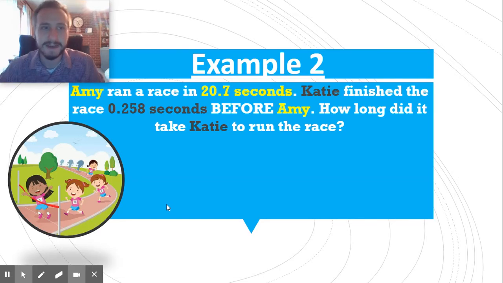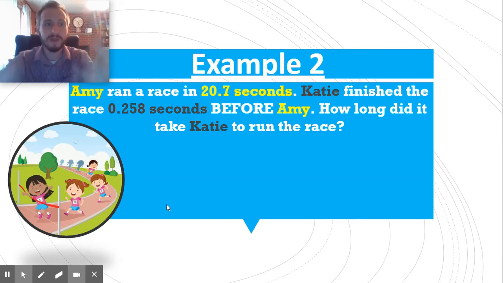Let's try a subtraction problem. It's kind of the same idea in this example. Example 2. Amy ran a race in 20.7 seconds. Katie finished the race 0.258 seconds before Amy did. What that's saying is that Katie finished the race before Amy, so her time should be less than Amy's time because Katie won. How long did it take Katie to run the race?